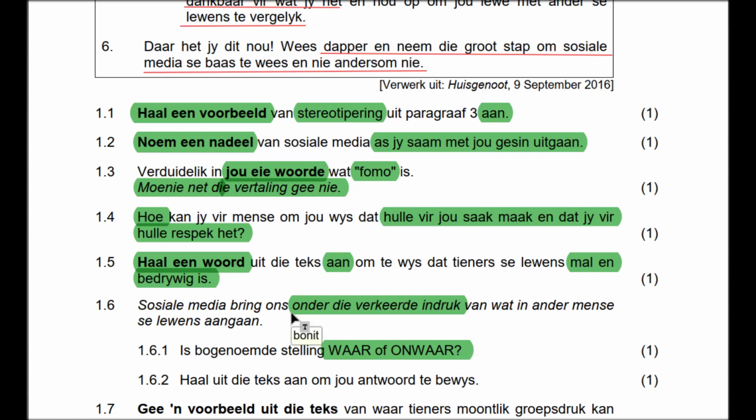Is this statement true or false? Now, based on what I read in this passage, this statement is true.